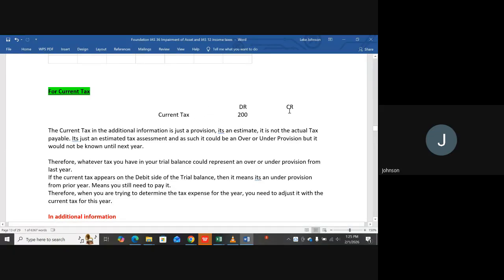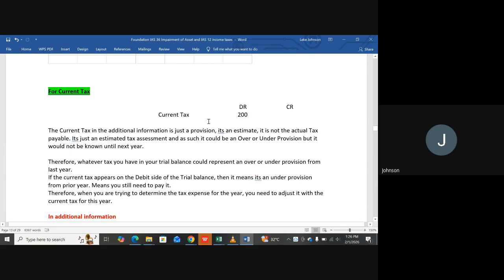So we already know that when you have deferred tax on the credit side, it's a liability. When you have deferred tax on the debit side, it is an asset. Also, when you have current tax on the credit side, it is a liability. When you have current tax on the debit side, it's an asset. So it means that there was something remaining that you did not finish paying last year. So you're having an asset from last year, meaning that there's something you did not finish paying. So that is what the explanation for current tax is saying.